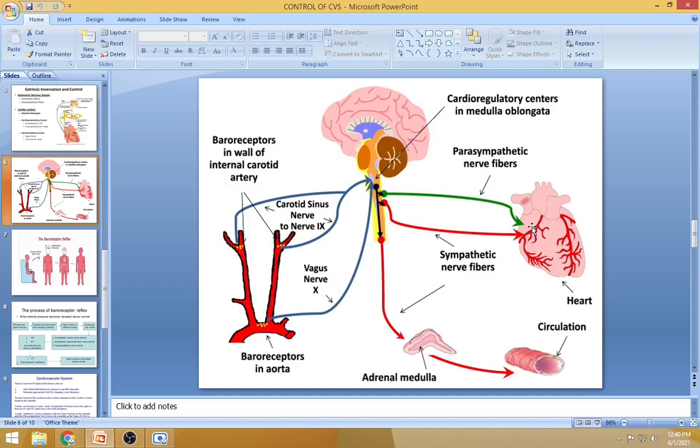Decreasing the rhythm, and resulting in a decreased heart rate. Fine. So when you decrease the heart rate, you're going to decrease the cardiac output.